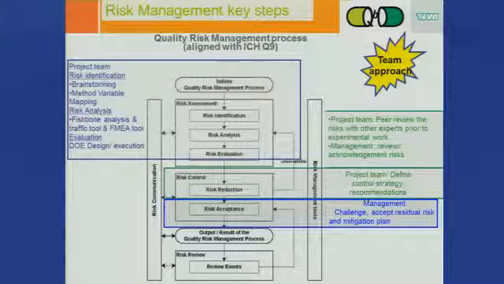Now, as you all may know, there's ICH Q9, which talks about quality risk management. Each company has their own interpretation of ICH Q9. This is just my interpretation of ICH Q9. In the beginning, a project team is generally formed. You enter the risk identification phase. In the risk identification phase, you typically have a brainstorming session.